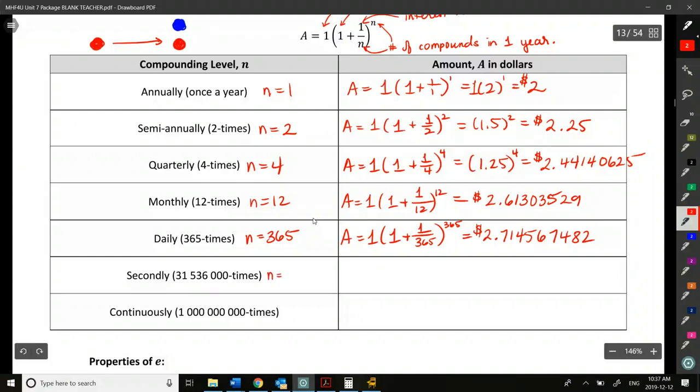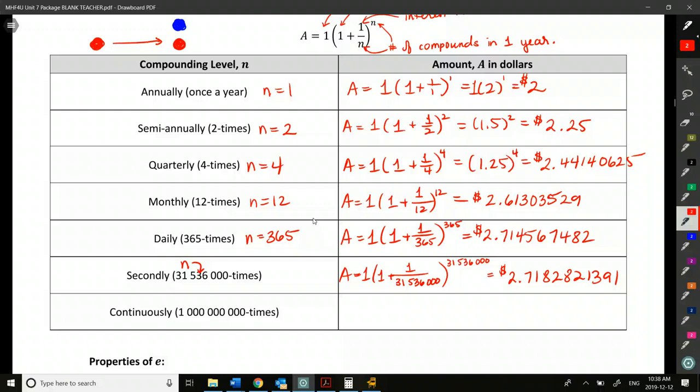Let's take a look at what if I got interest every second. Okay, this is going to be our new end value here. So we're going to calculate 1 over 31,536,000. Jonathan, what'd you get? I got 2.718281391. Perfect.